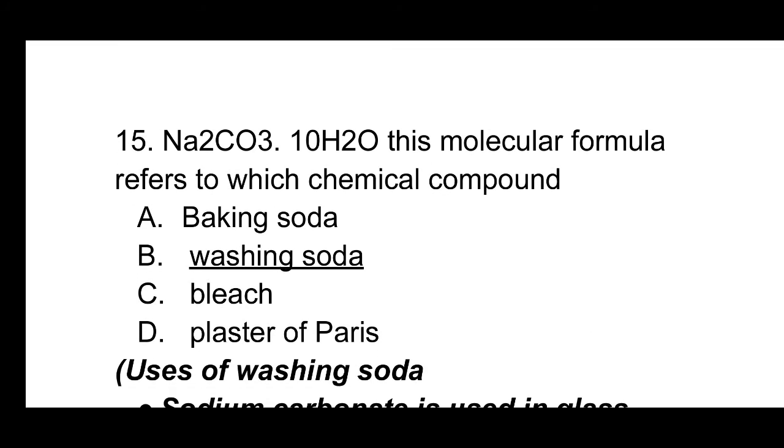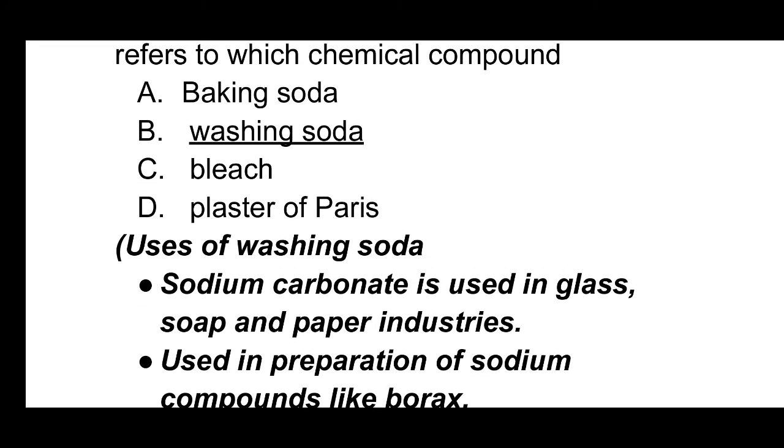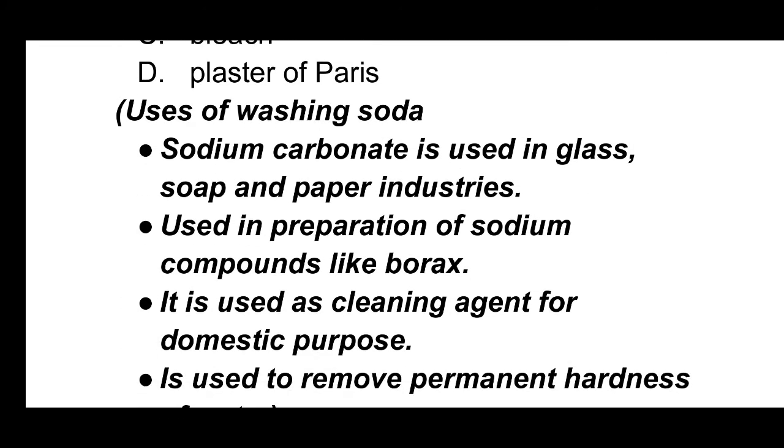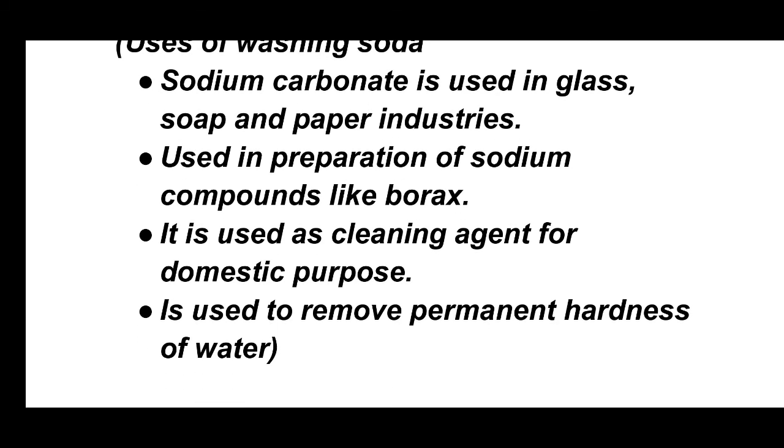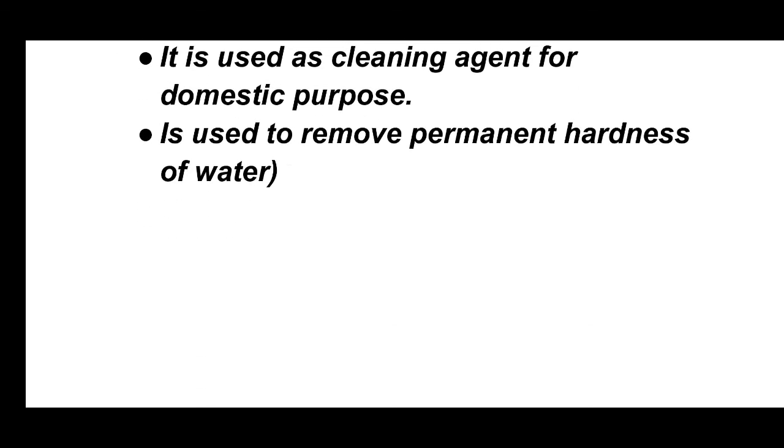Next question, see here a chemical formula is given. It is the chemical formula of washing soda, which we use to wash clothes. Other uses of washing soda are given here. It is used in the glass, soap and paper industry, in the preparation of compounds like borax, as a cleaning agent for domestic purposes, and to remove permanent hardness of water. In hard water we cannot wash clothes easily. So in the preparation of detergent we use this washing soda.